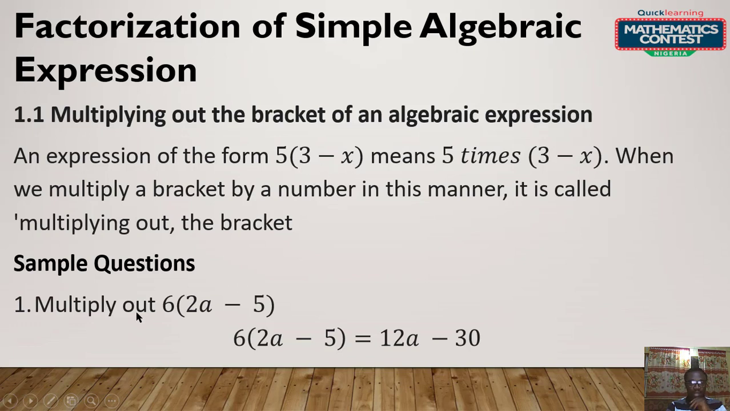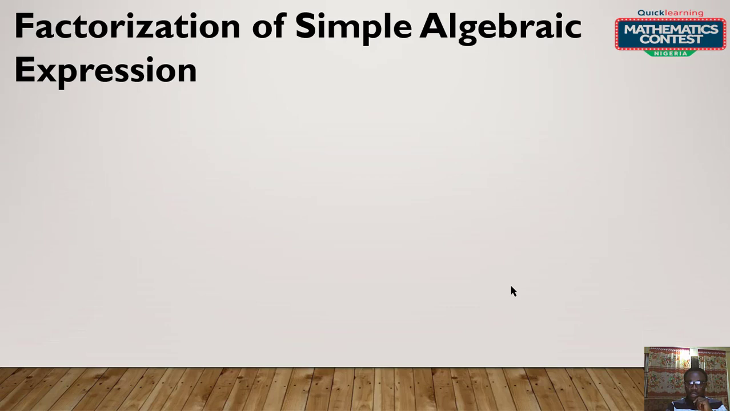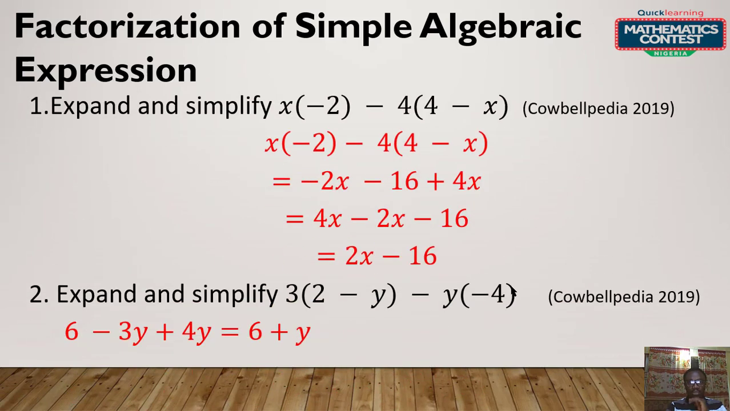So let's see some basic examples. We're asked to multiply out 6 into the bracket 2a minus 5. What it means is 6 times 2a to give 12a, then 6 times 5 to give 30, and you keep the minus sign. So this is just expanding or multiplying out. Now let's see further examples.